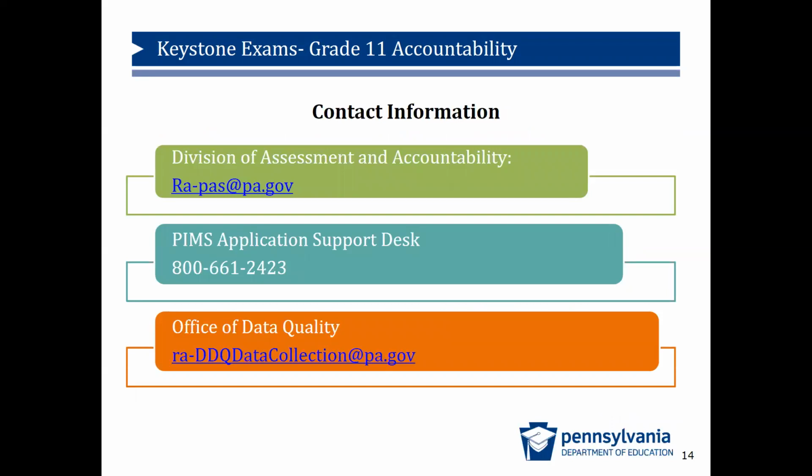A list of contacts are provided if you have questions or need clarification. The Division of Assessment and Accountability can be reached at ra-pas@pa.gov. Please call 800-661-2423 to get assistance from the PIMS Application Support Desk. Lastly, the Office of Data Quality can be emailed at ra-ddqdatacollection@pa.gov.